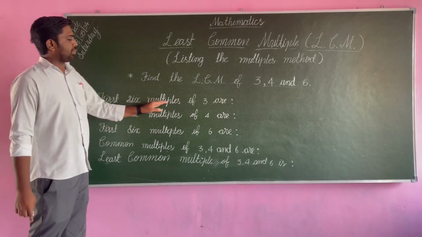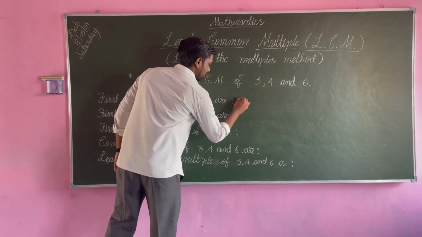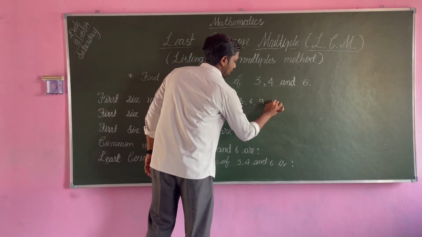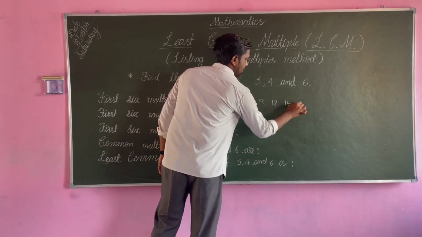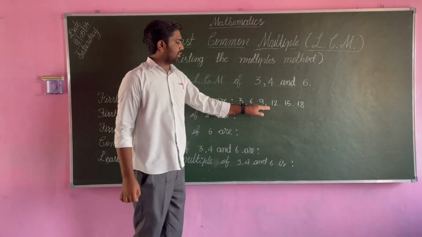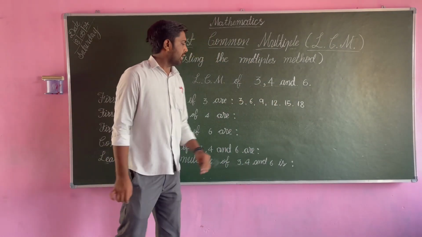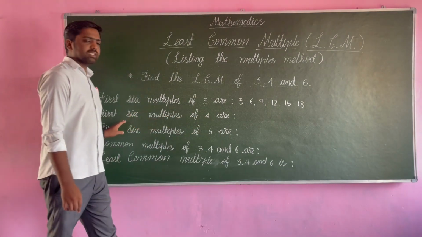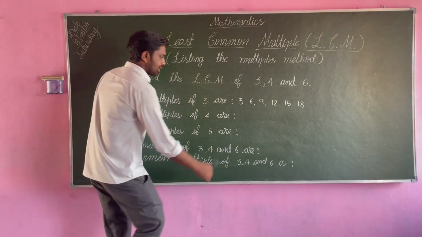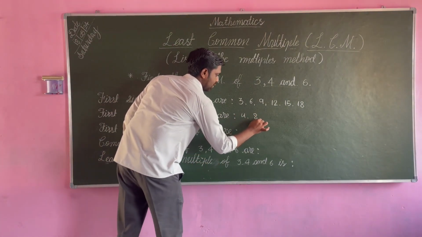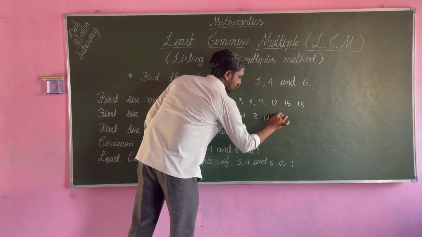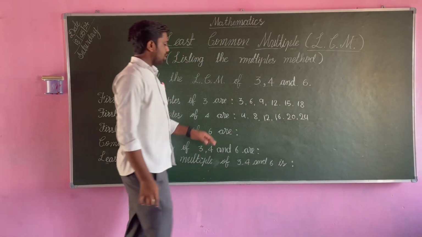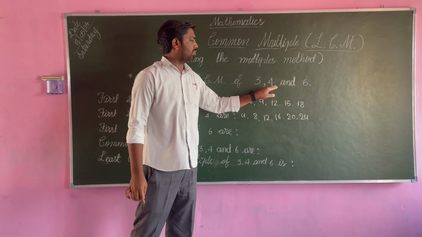The first 6 multiples of 3 are: 3 ones are 3, 3 twos are 6, 3 threes are 9, 3 fours are 12, 3 fives are 15 and 3 sixes are 18. So these are the first 6 multiples of 3. Next, write the first 6 multiples of 4. 4 ones are 4, 4 twos are 8, 4 threes are 12, 4 fours are 16, 4 fives are 20 and 4 sixes are 24. So these are the first 6 multiples of 4.